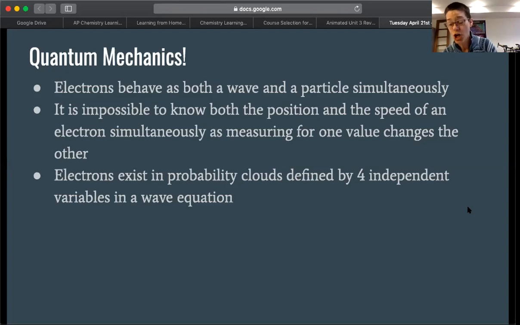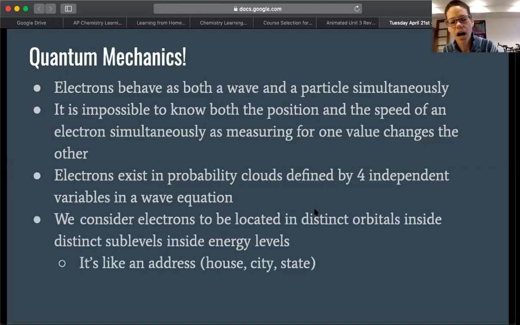But basically, you can define where you should be able to find an electron. So what we are going to focus on is that you can find electrons in orbitals. Those orbitals are inside sublevels, and those sublevels are inside energy levels. This is where we're going to pick up on Thursday. So what I am going to teach you to do over the next week and a half is to basically write the address of an electron.